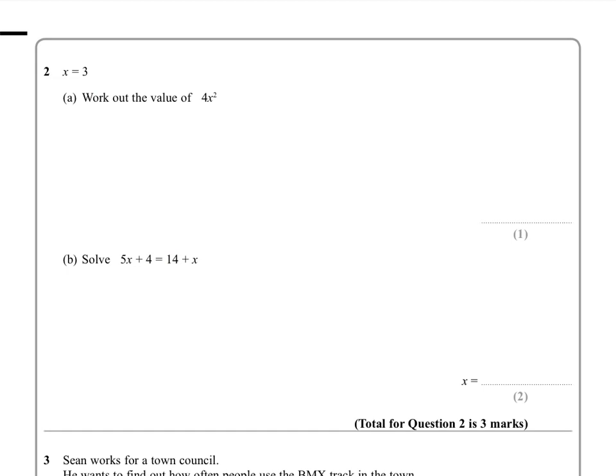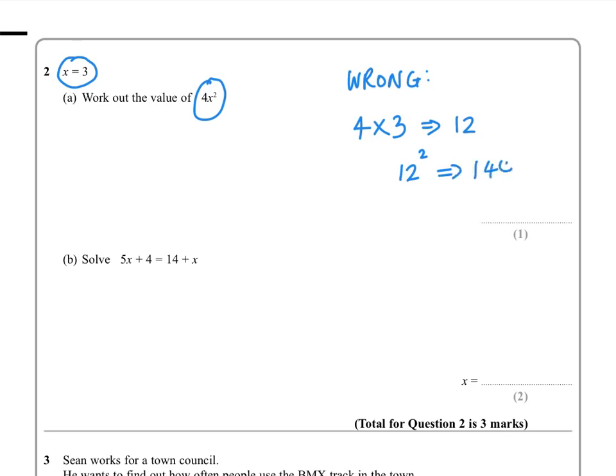Here we have to work out the value of an expression, 4x squared, when x is equal to 3. So first of all, let's look at what a wrong answer could be, and we write wrong here, and that would be doing 4 times 3, which is 12, and then squaring the 12 to get 144. That would be wrong.